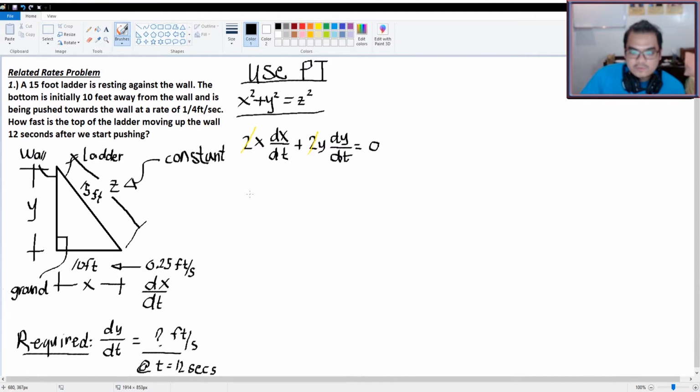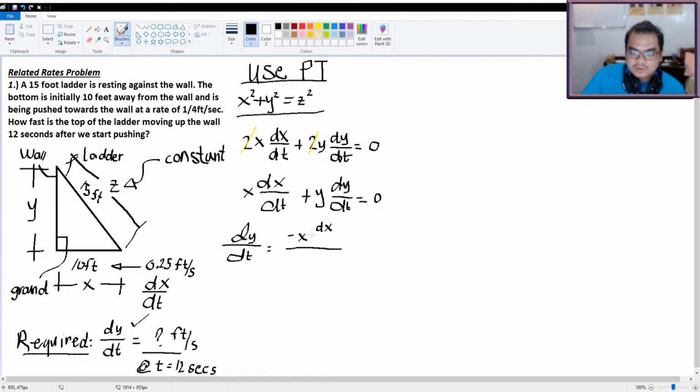So we're just left with x dx over dt plus y dy over dt. Now we are asked to find dy over dt, right? So we have to isolate dy over dt here. Isolating dy over dt, you'll have to transpose. Your transpose will become negative x dx over dt, all over y.